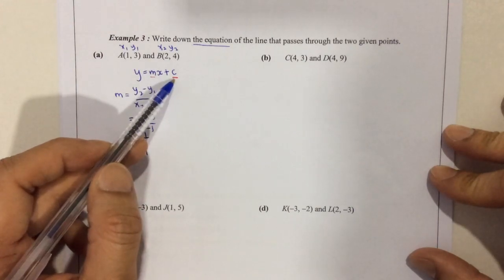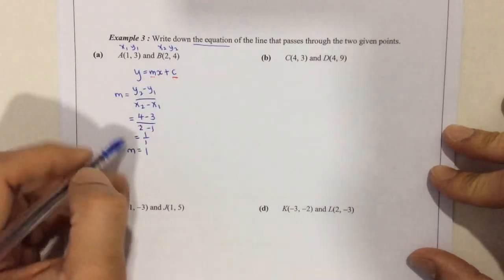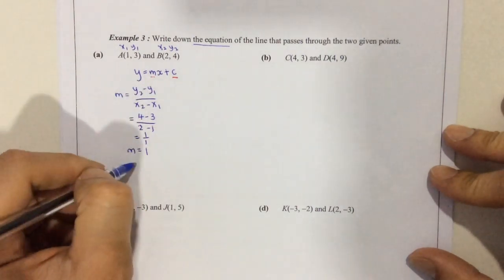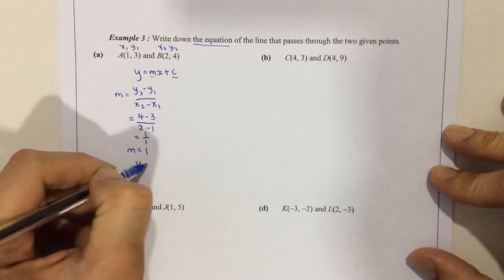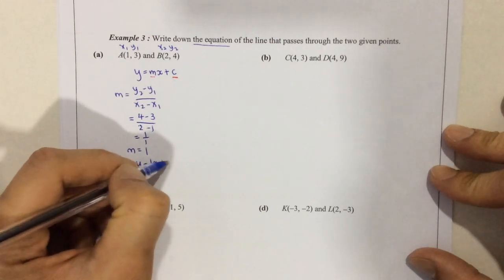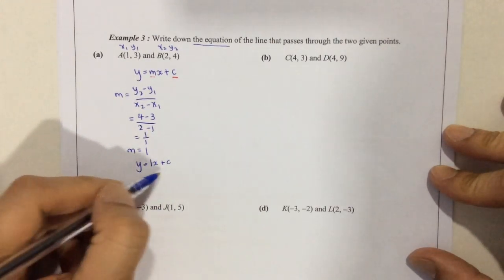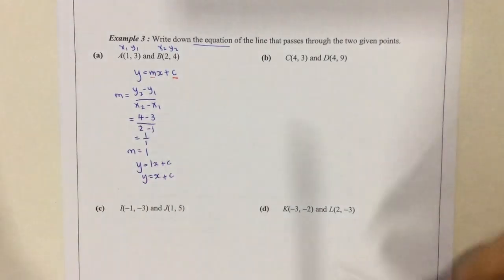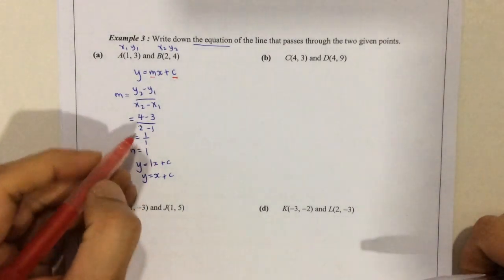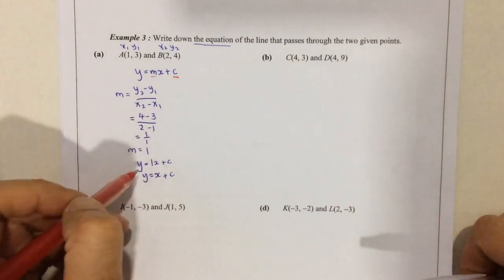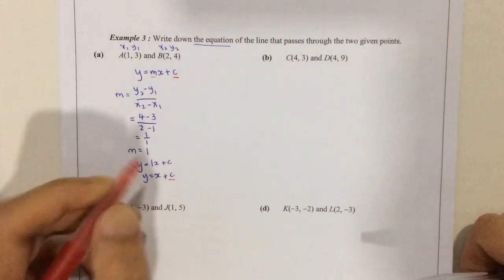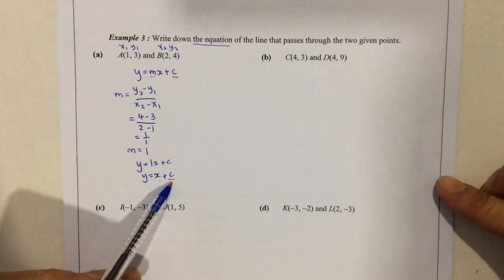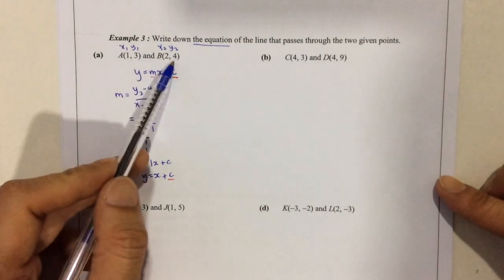So how do we get the value of c? We can replace the m equals to 1 into the equation first. So you have y equals to 1x plus c. So again, this can be simplified to y equals to x plus c. So now that m has been replaced by a number, we need the last number c. So based on example number 2, we can actually find c using one of the points.